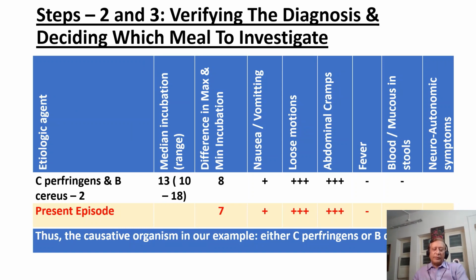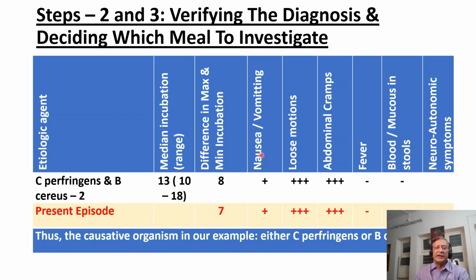So, from the table now being displayed on the screen, it is clear that the epidemic in our example fully matches the presentation caused by either Clostridium perfringens toxin or by Bacillus cereus type 2 type of toxin food poisoning. Because in case of Clostridium perfringens and Bacillus cereus type 2 food poisoning, the range of incubation is 8 hours. It was almost the same, 7 hours, in our case.